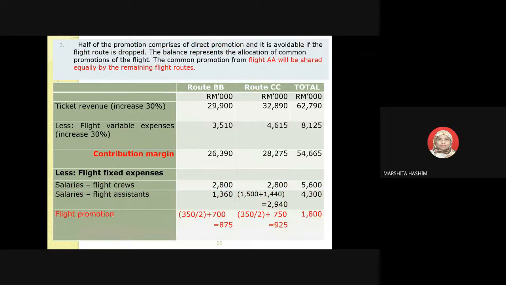Next, flight promotion. Half of the promotion comprised of direct promotion and is avoidable. So you calculate the total. If you look at flight promotion, route double A 700, half is avoidable, so only 350 you have to pay. So how do you distribute 350? You share equally between the remaining routes. So we just divide by 2. Half put under B, another half put under double C.